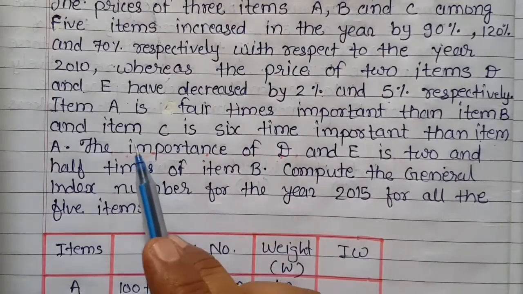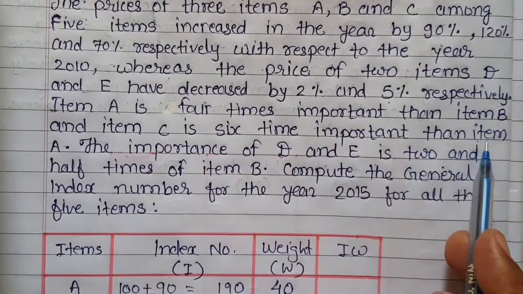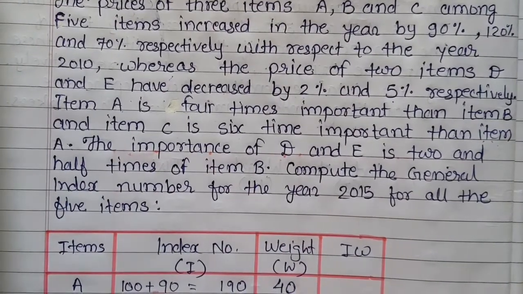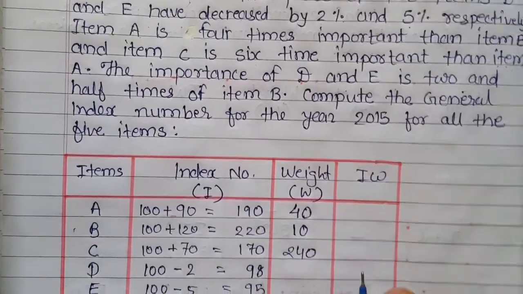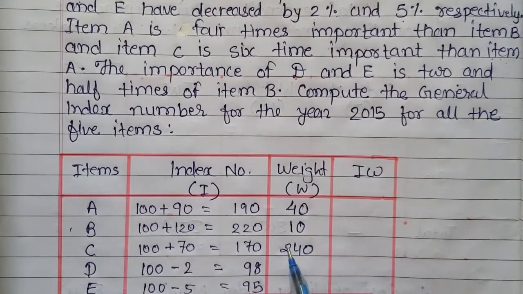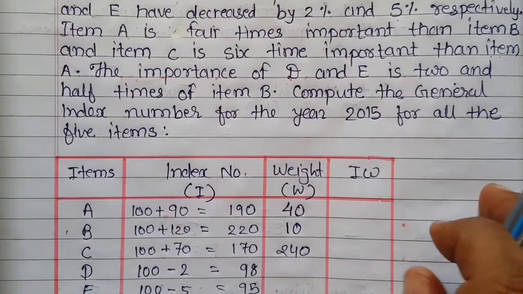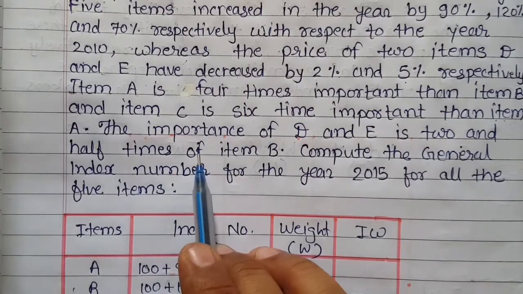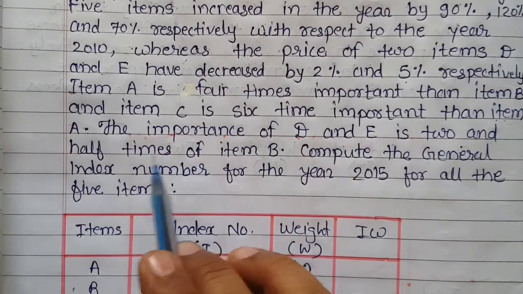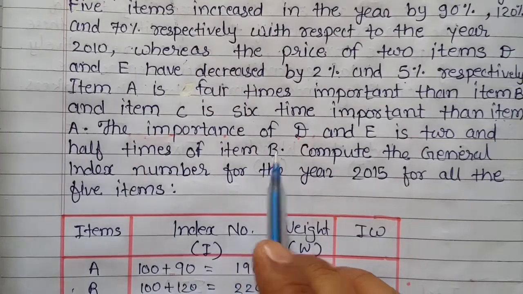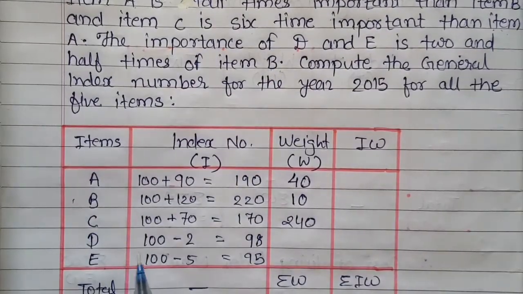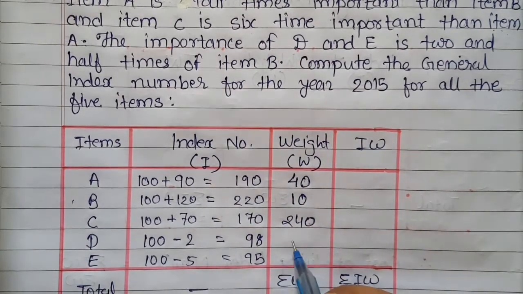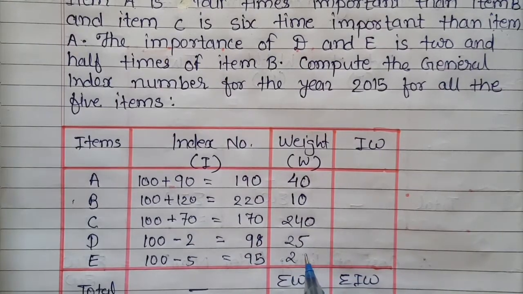Again back to the sum. Item C is 6 times as important as item A. Means to get the weight of C, we have to multiply A by 6. So 40 into 6, we will have 240. Then the importance of D and E is 2.5 times that of B. Friends, 2.5 means 2.5. So to find the weight of D and E, you have to multiply B with 2.5. So 10 multiplied by 2.5, we will have 25 for both D and E.